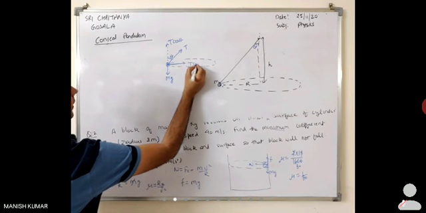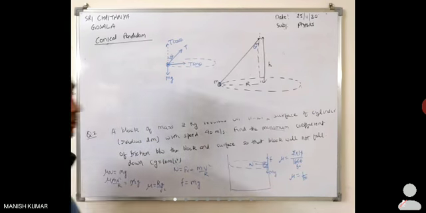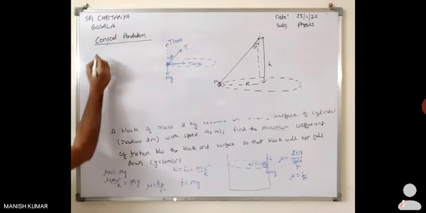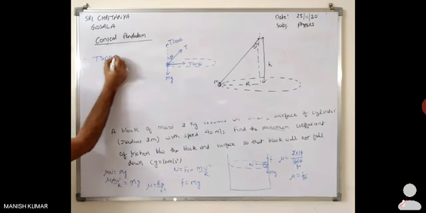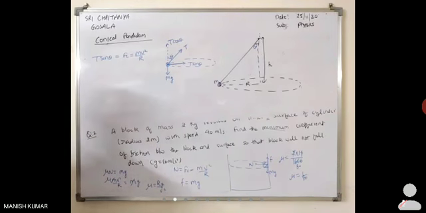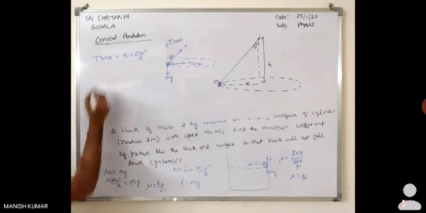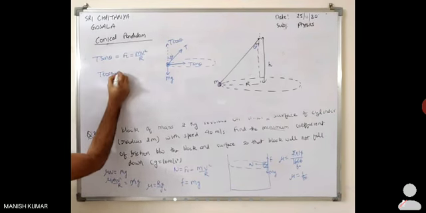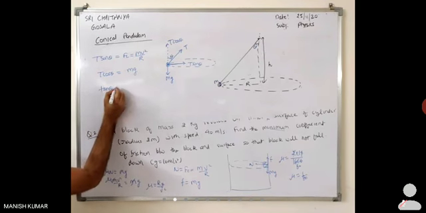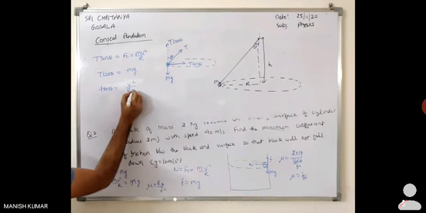This will be T sin theta. T sin theta is going towards the center. That means T sin theta is the centripetal force, that is nothing but mv square by r. And what is T cos theta doing? T cos theta is balancing the mg. If I divide these two, tan theta is nothing but v square by rg.